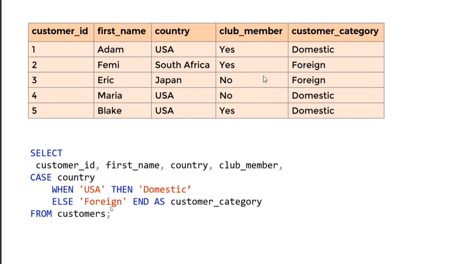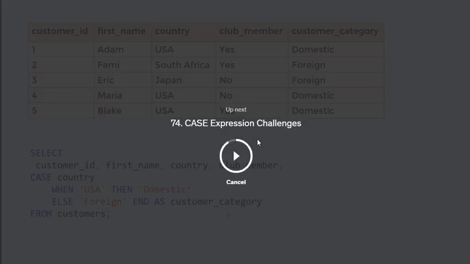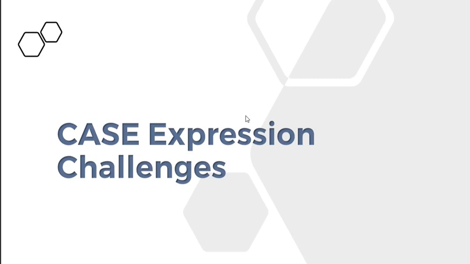We end the case expression with the end keyword again, and then we give it a name with as. Whenever you use a case statement inside the select statement, you have to write as. So this expression is now being named customer category. Later we will cover case expression challenges.